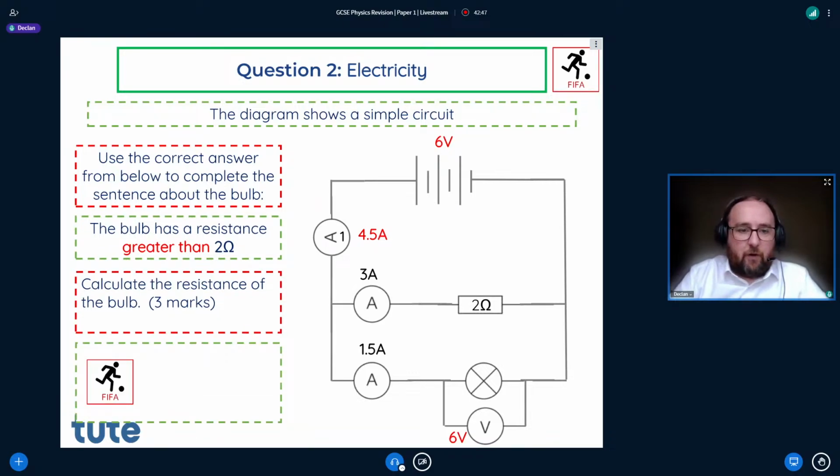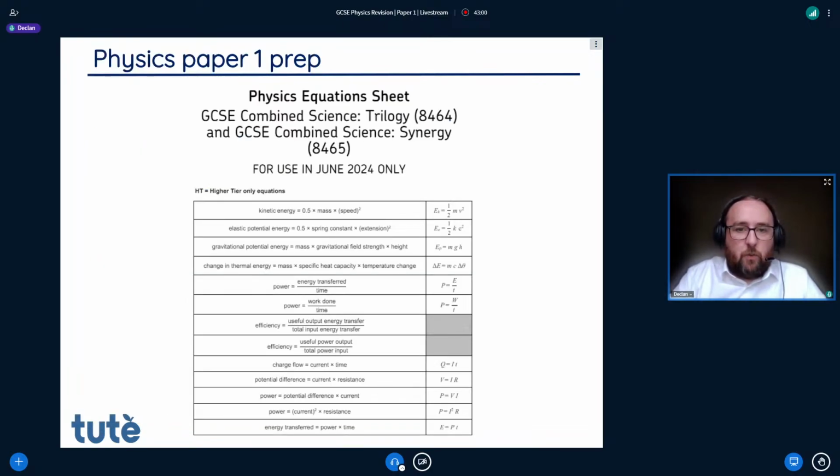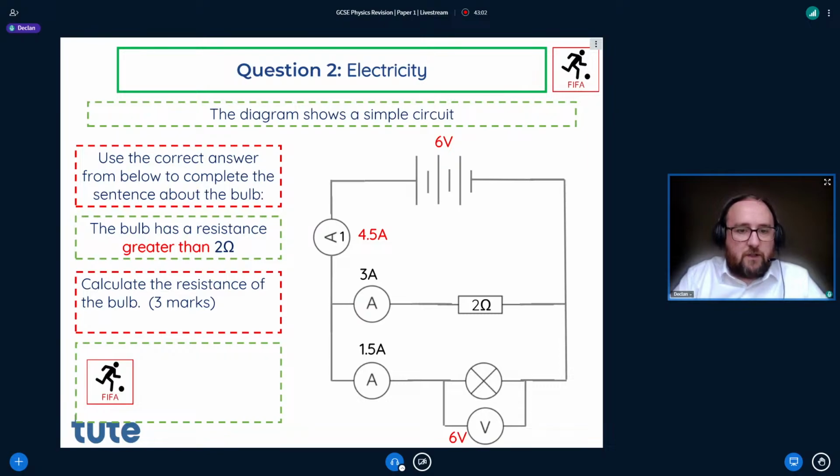I want to visit FIFA again. I want to get my FIFA in there, and I need to visit my equation sheet. If I ever see calculate, I know I'm writing FIFA in the margin, at the side, wherever I can write it, and then I'm visiting my equation sheet. So we're looking for something that's going to find us the resistance of that bulb.